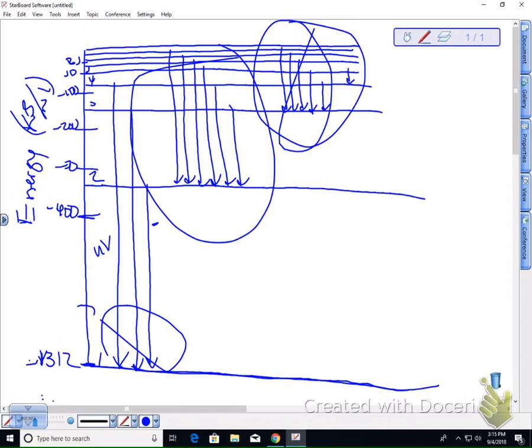If you didn't get this drawn, hit pause real quick and sketch this out on the back of your paper, and then we'll move on when you're ready.